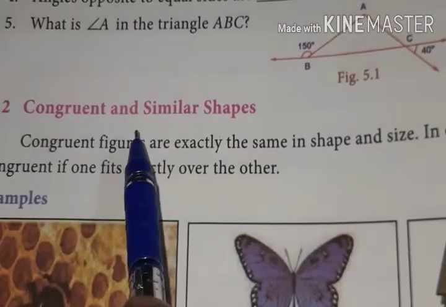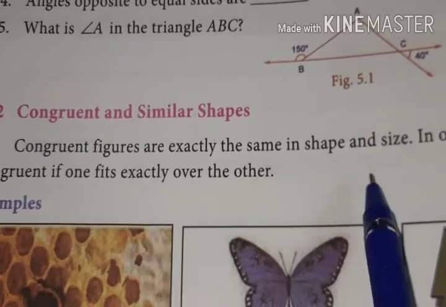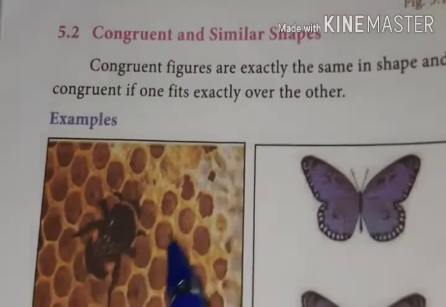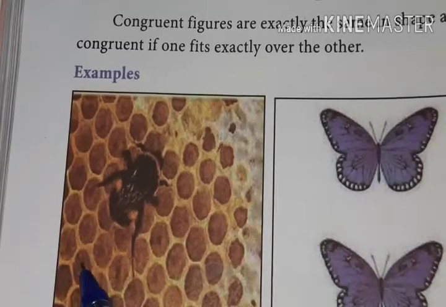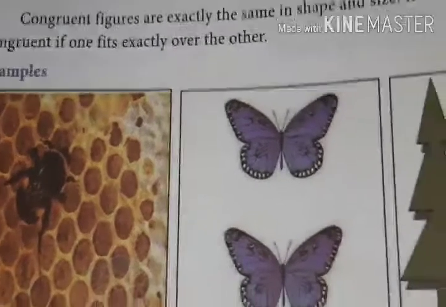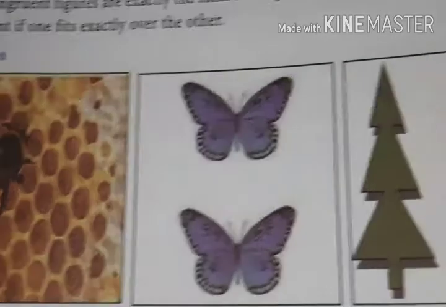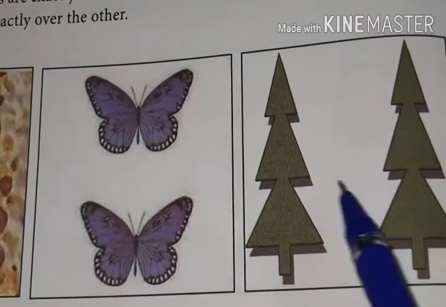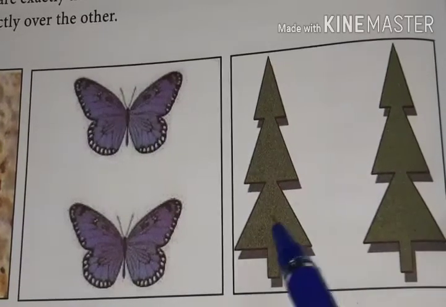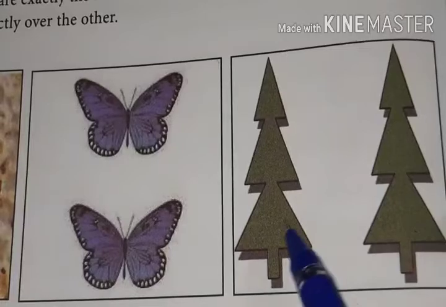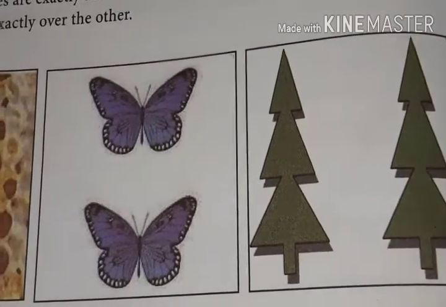So, congruent and similar shapes. Congruent figures mean exactly the same shape and the same size. See these examples. This box and this box are equal, so this is congruent. See this butterfly. These two butterflies are the same shape and the same size. Then another: this tree and this tree are exactly the same, and if cut, one fits the other exactly. So these are congruent figures.